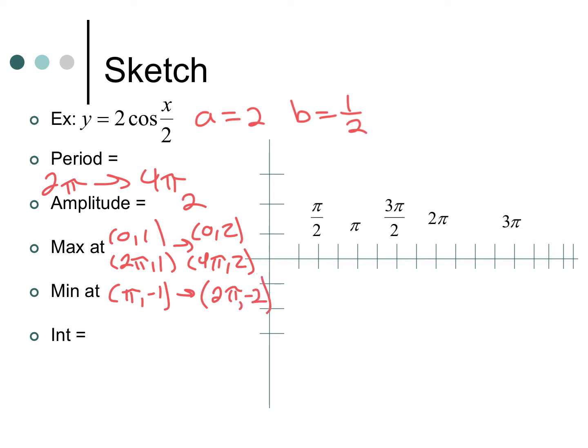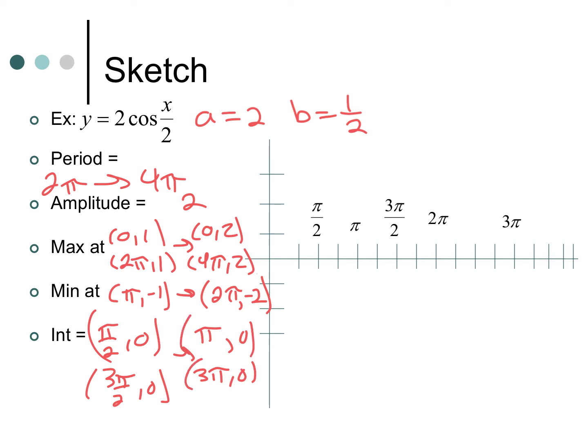And then for our intercepts, we're going to see, again, a horizontal stretch and a vertical stretch. So your intercepts were at pi over 2 comma 0, and then 3 pi over 2 comma 0. For our horizontal stretch, we're going to be multiplying both of our x values by 2. So what we're going to see is pi and 3 pi. And then for your y values, we have 0 times our amplitude, which is going to remain at 0.